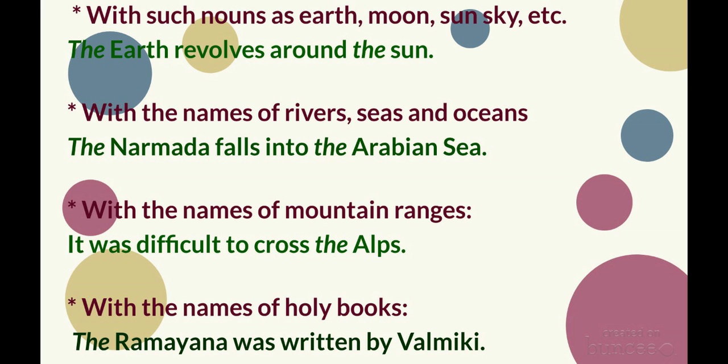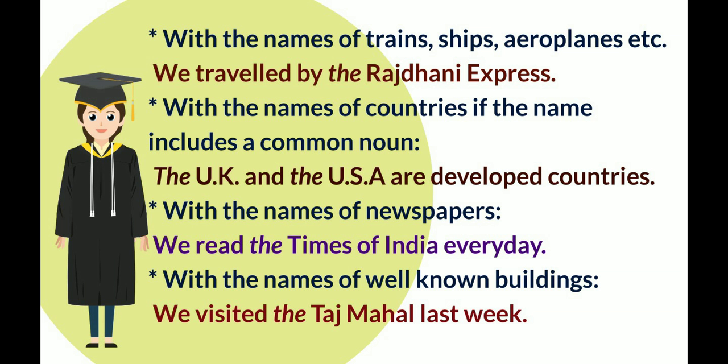We use "the" with the names of holy books like Ramayana. The Ramayana was written by Valmiki. We use "the" with the names of trains, ships, aeroplanes, etc. For example, we traveled by the Rajdhani Express. Rajdhani Express is the name of a train. We use "the" with the names of countries if the name includes a common noun, like the UK and the USA. They are developed countries.